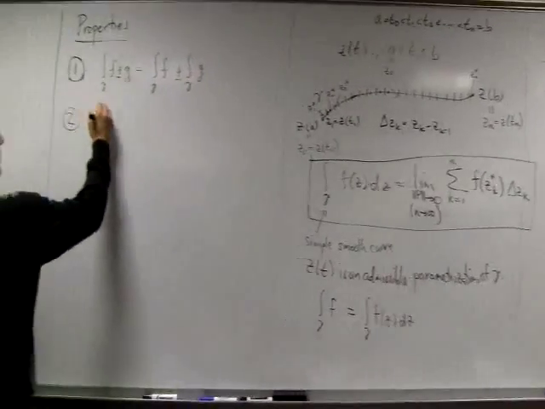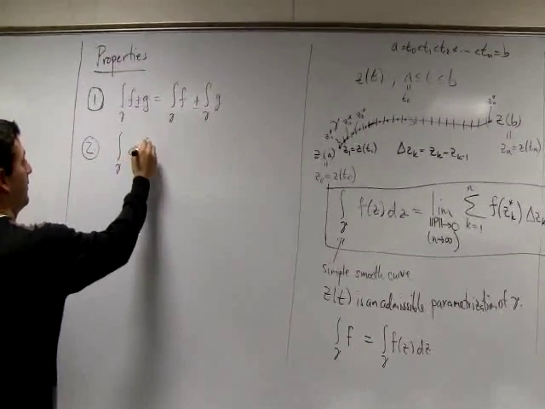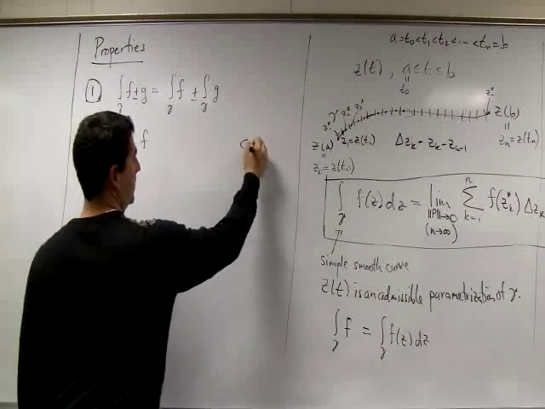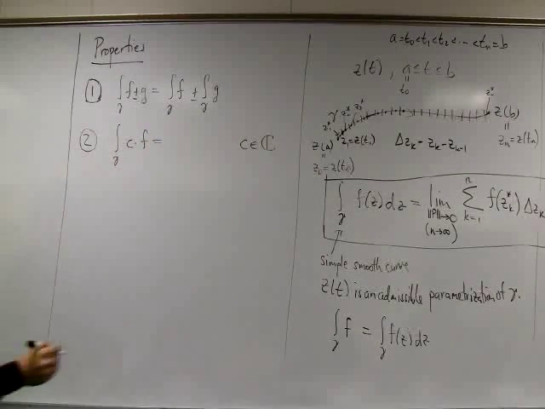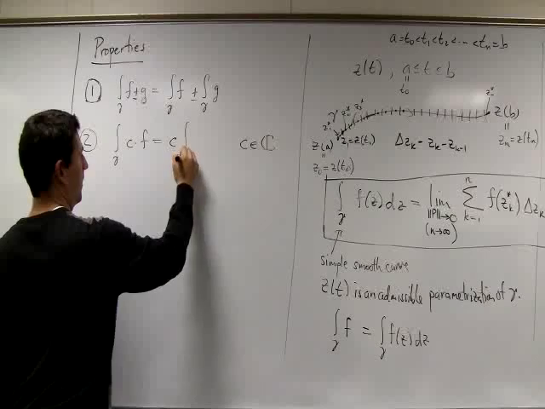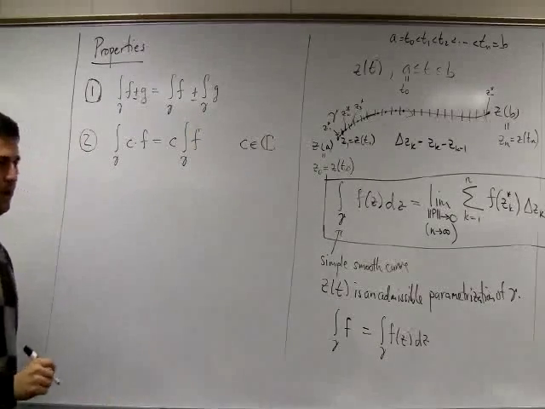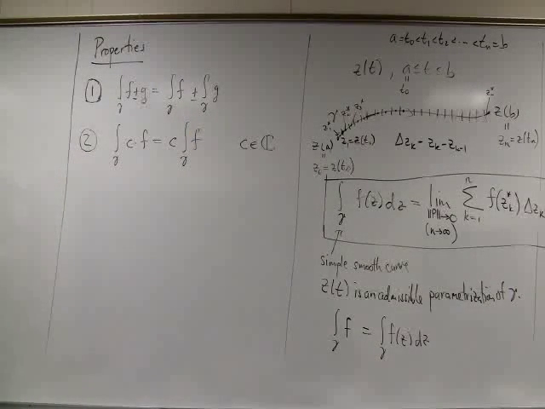Okay. So if you multiply your function f with a complex number c, and then integrate, it's the same thing as integrating f and multiplying by the constant c. Okay, you can pull out the scalars. Not a big surprise, I think.